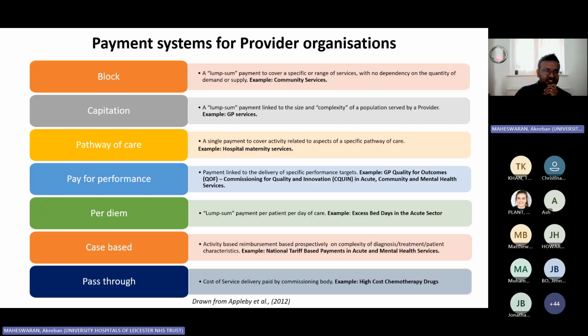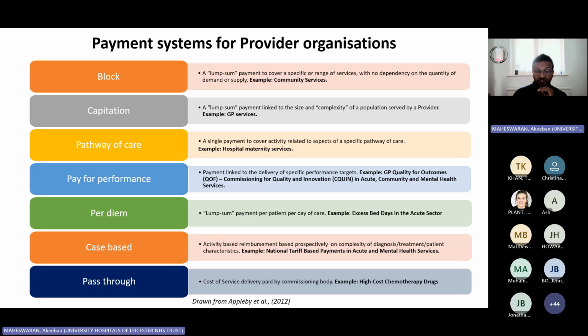Pay for performance is generally in some way or form in every contract. It's a big part of the GP contract, which is the QOF, the Quality and Outcomes Framework. It can contribute up to 20% of your income if you're in general practice. Historically, in the acute and community mental health sectors, we had the Commissioning for Quality and Innovation, the CQUINs, which at one point were worth 2.5% of your contract, which is quite a lot. Then it went down to 1.25%, and now it's non-mandatory. You can sign up for them if you wish, but you don't have to. So it's kind of gone out of favour.